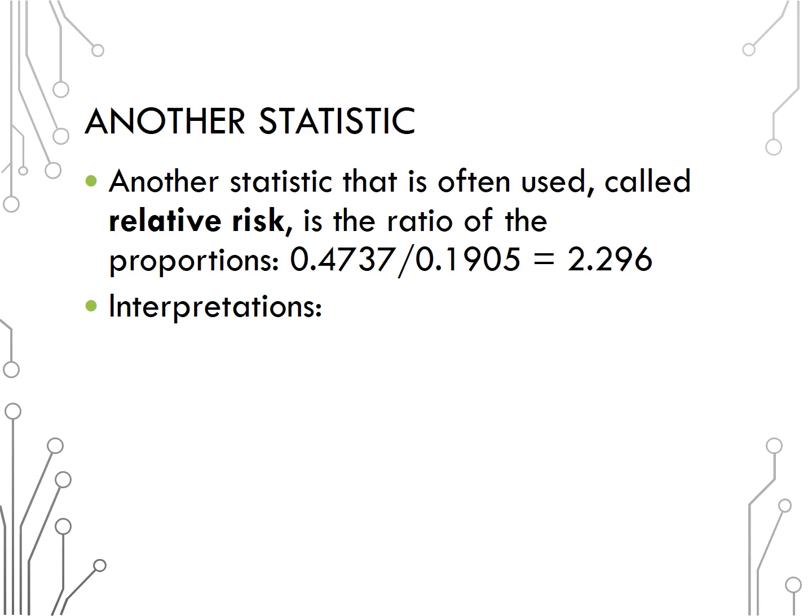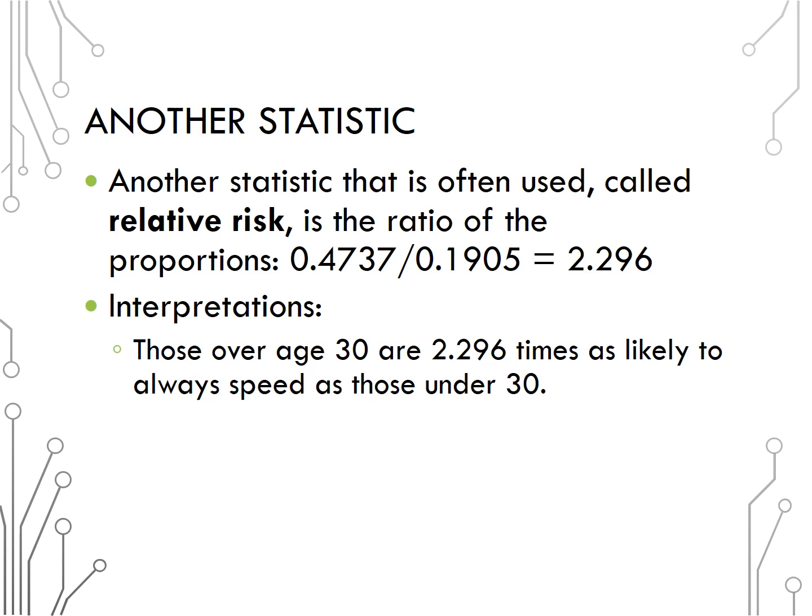As stated before, there is another option besides the difference in proportions for a statistic for two categorical variables, and that is what's called relative risk, or the ratio or fraction of the two proportions. In this scenario, our relative risk would be calculated to be 2.296. You must be able to interpret this value. One possible interpretation would be to say those under age 30 are 2.296 times as likely to always speed as those over 30. Notice there is no word more in here. We would say it's 2.296 times as likely, not 2.296 times more likely.